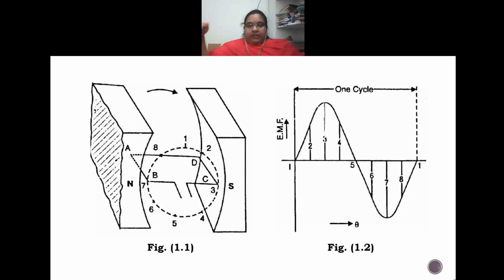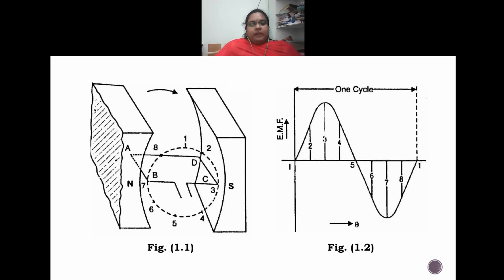From position 6 through 1, again in the cycle, the influence of the conductor is changed. The influence in which the conductor is present is changed. From positions 6 to 1, the conductor AB is under the influence of the north pole, whereas the conductor CD is in the influence of the south pole. That is, the magnetic field in which the conductor is present is changed because of the changing position of the conductor. Because of this changing nature of the field, we are having this alternating type of current.